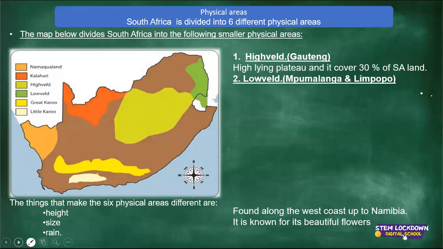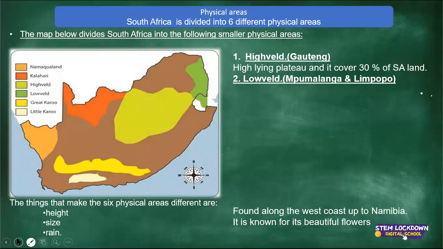Number 2, we have the Low Veld. When we come to the keys, we see that it is green, and then we come to the map and find it on this side. As you can see the pointer, it is green. So the Low Veld covers Mpumalanga and Limpopo. It covers the provinces of Mpumalanga and Limpopo.